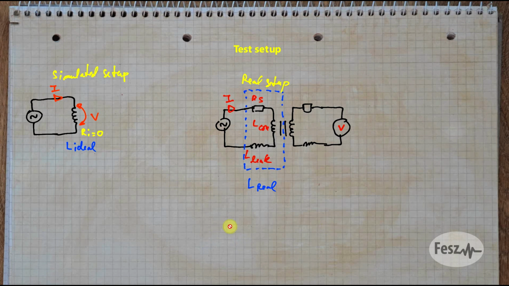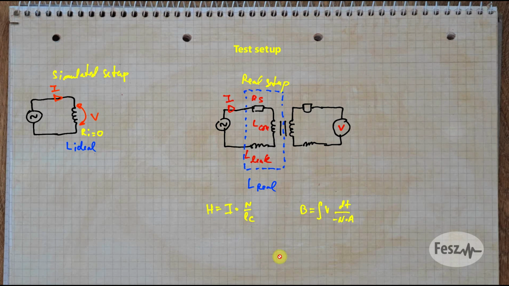So the setup for today will be as follows. I will be using a signal generator, a 1-to-1 transformer, a high impedance voltage measurement on the secondary side, and a current measurement on the primary side. Now this is far too simple. We need to complicate this a bit.